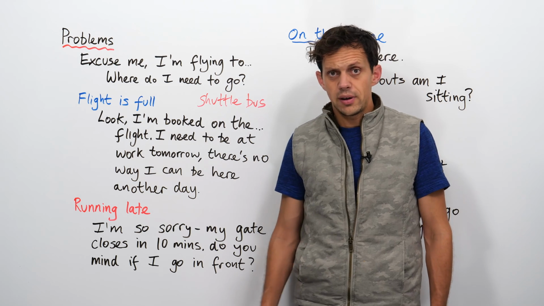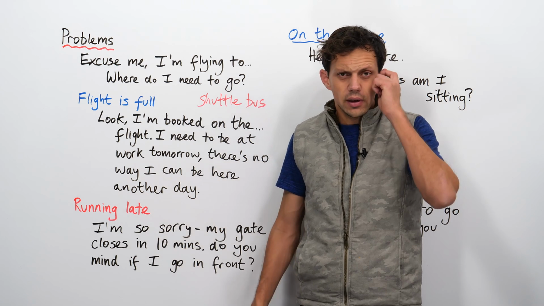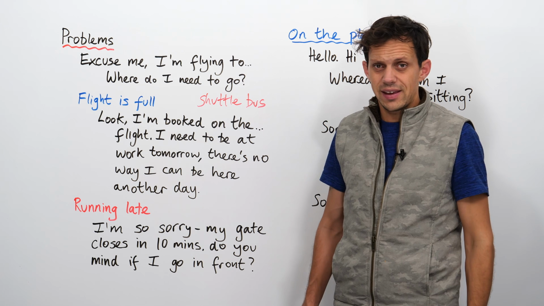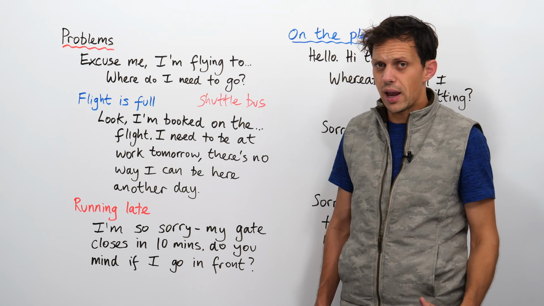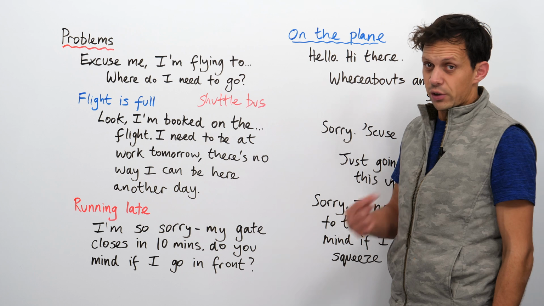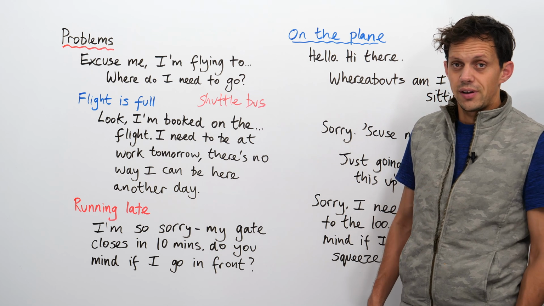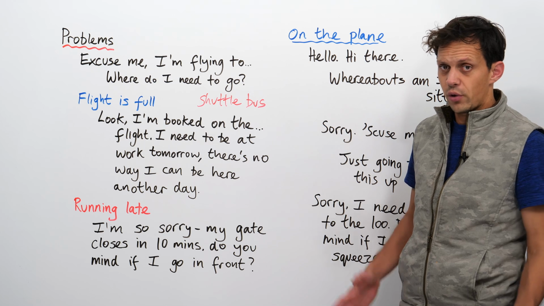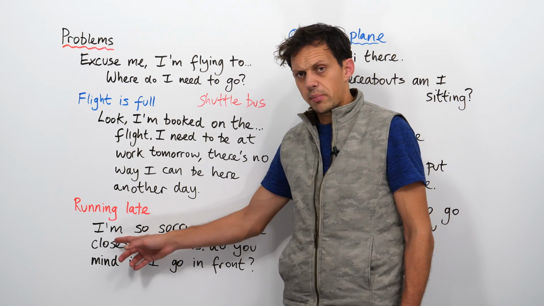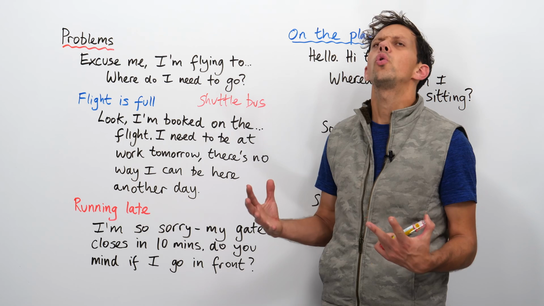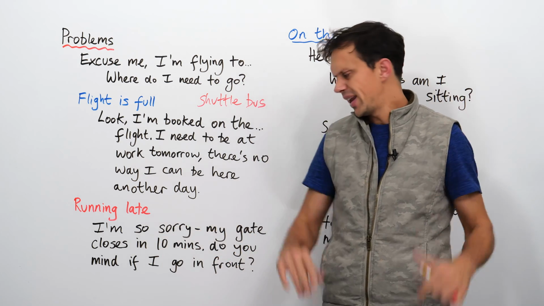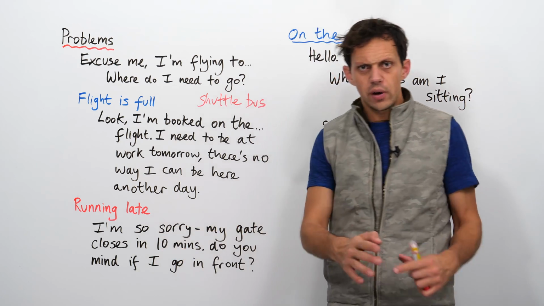Another problem that might happen is you might be running late. Now, ideally you shouldn't run late. You should try and get there in good time, like 2-3 hours early. But sometimes it happens, and if it does, then you're definitely going to need to practice your English if you're in the UK or America or another English-speaking country. So, you might want to say something like, I'm so sorry. My gate closes in 10 minutes. Do you mind if I go in front of you?